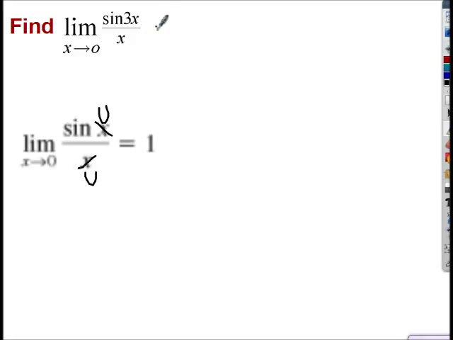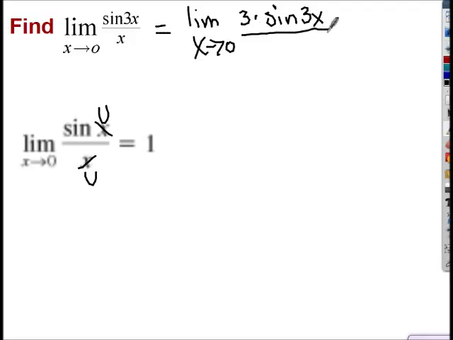One strategy we have when it comes to quotients is we can multiply by 1, but not literally 1, but by a fraction that equals 1. So multiply the top and the bottom by the same number. If we want the bottom to be 3x, then we just multiply top and bottom by 3. So this is what it looks like. It becomes the limit as x approaches 0 of 3 times sine of 3x over 3 times x.